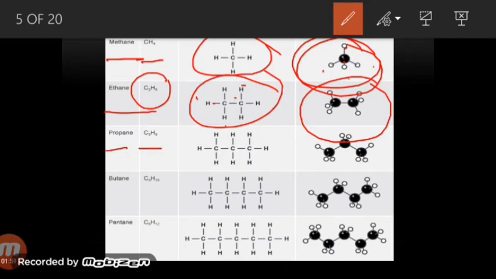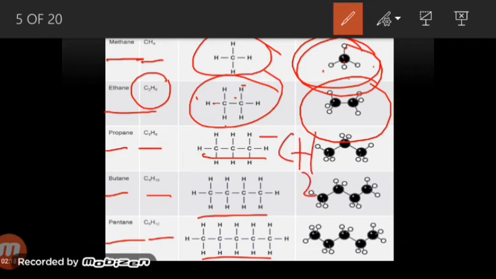Propane C3H8, butane C4H10, pentane C5H12, and these are their structural formulas. These are straight chain formulas of alkanes, and here you can see each alkane is different from the other one by CH2. There's a difference of only CH2 between them.